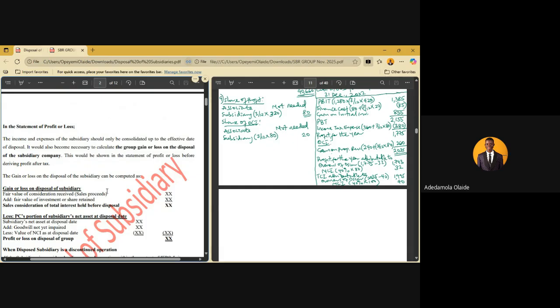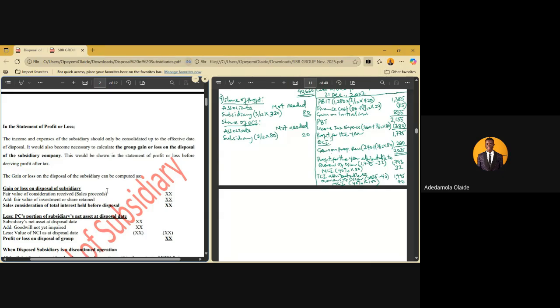That gain or loss, the group gain or loss on the disposal, will also be shown in the statement of profit or loss after deriving the profit before tax. So after you get your PBT, you bring the gain or loss on disposal, you bring your tax element, and then you get your profit after tax.